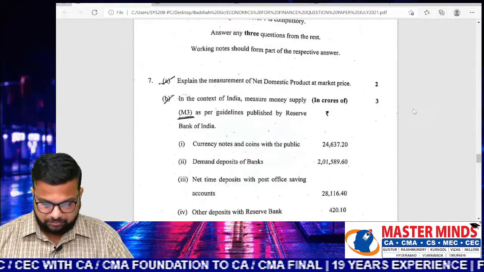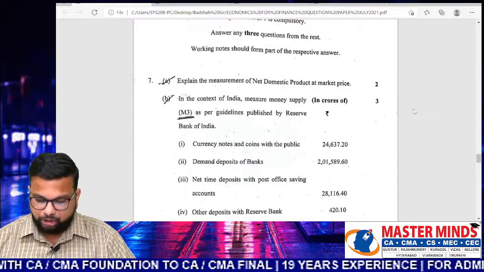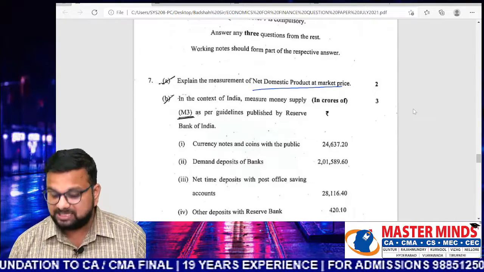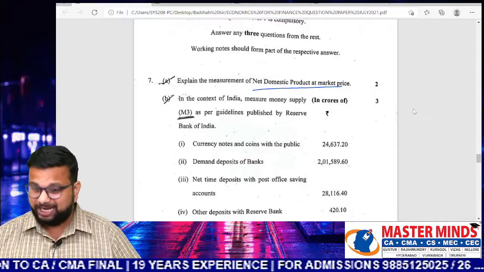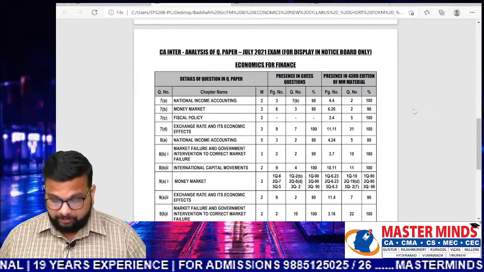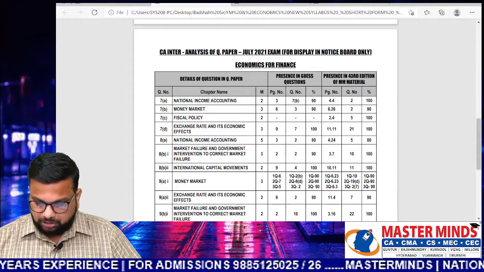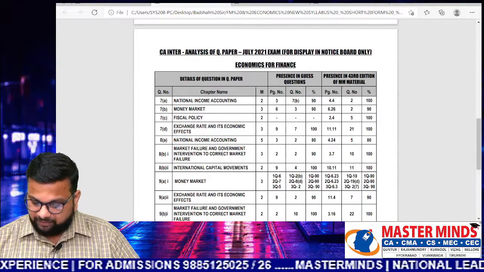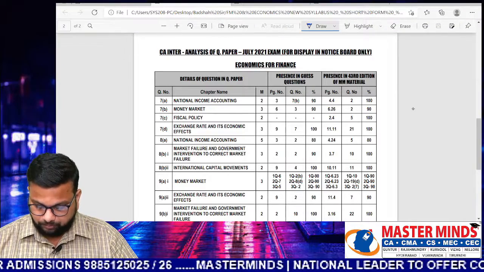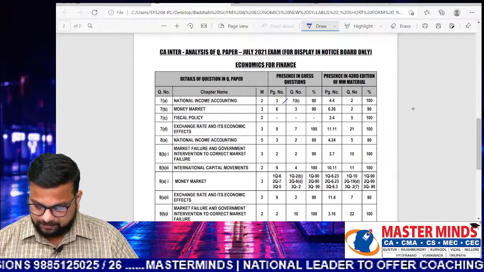The first question, part A: explain the measurement of net domestic product at market price. That means he is asking about NDP at market price. It is a straight question given for 2 marks. If you look at the chart that we have prepared, this question is covered in our GUEST questions as well as in our Masterminds material.